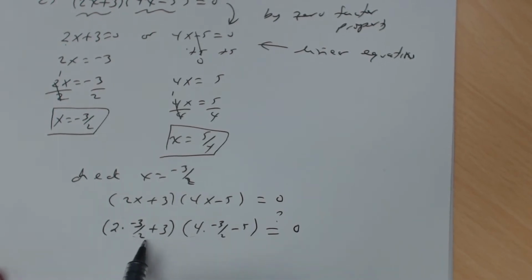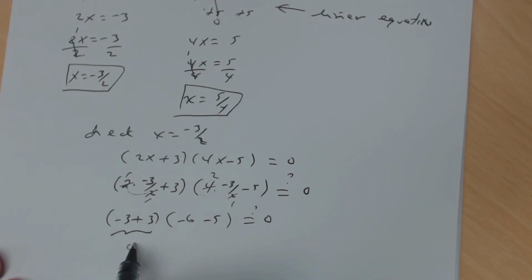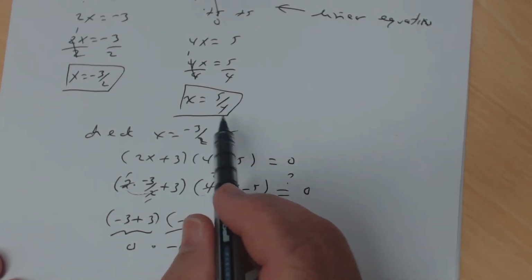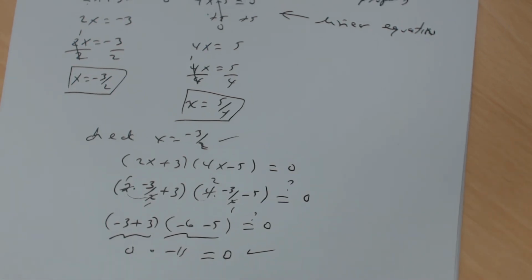All right. So remember, these twos right here will divide out. You're left with a negative 3 here. Negative 3 plus 3 times. Here, 2 goes into 2 one time. 2 goes into 4 two times. 2 times negative 3 is negative 6, minus 5. Again, is that equal to 0? Well, negative 3 plus 3 is 0. Negative 6 minus 5 is negative 11, but 0 times negative 11 is 0. All right, so negative 3 halves checks. And if you do the same thing with 5/4, you'll see that it works as well.